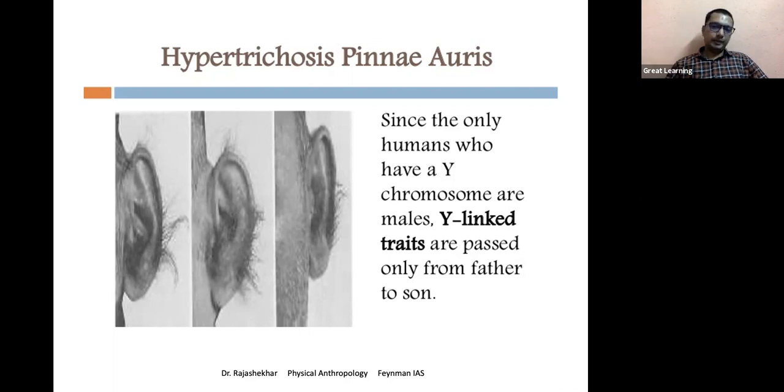And on this pinnae, you notice that there is hair that has grown. Have you seen this character? Some males actually have this; it is a Y-linked character. So their children will also have this character. Sons, not females, sons. This is a known example for Y. So with that, we finished talking about pedigree charts for all possibilities here.